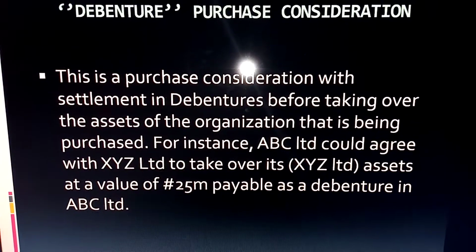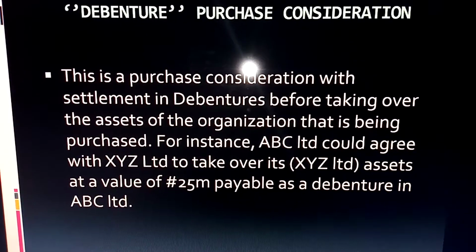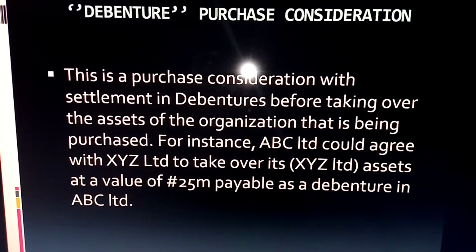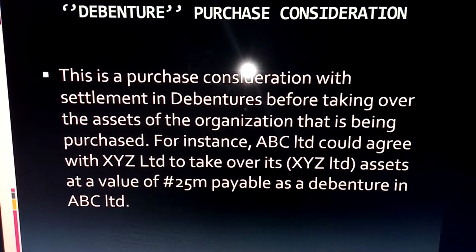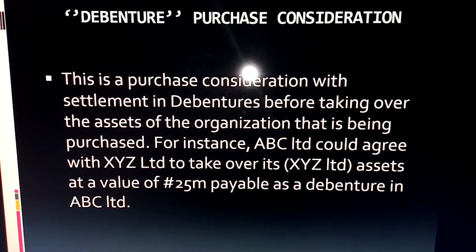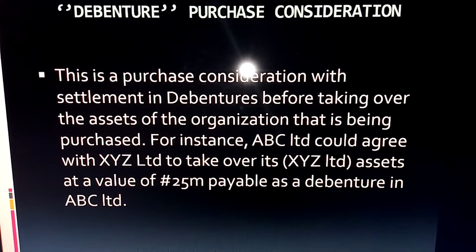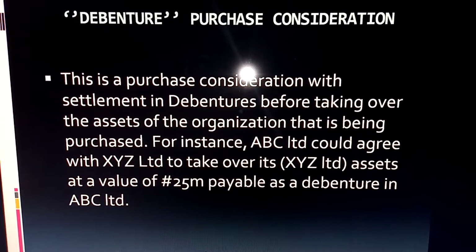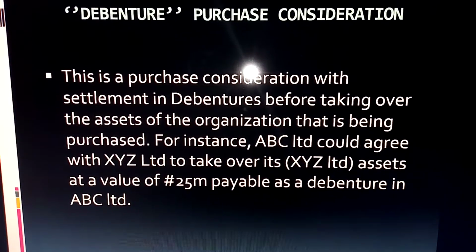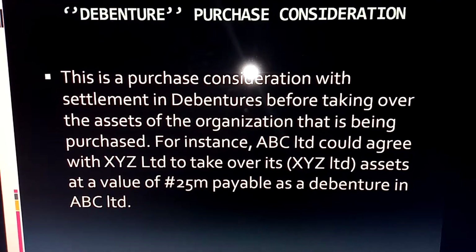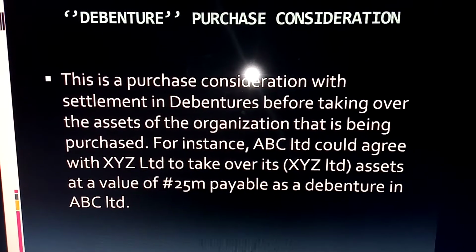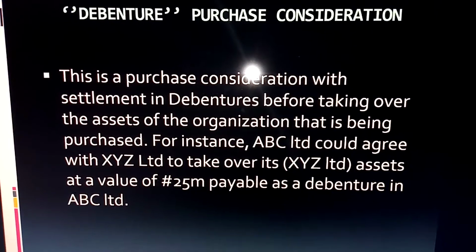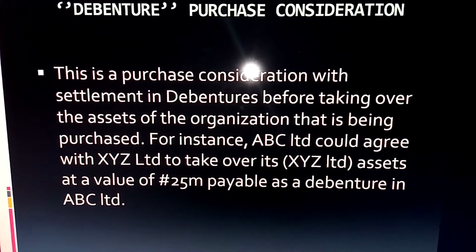Now, you can have debenture purchase consideration. So what I'm saying is that you, as the owner of the company, or as the company that is buying your friend's company, the agreed value is going to be paid in the form of debentures. You're not paying cash. You're not giving the person shares. You are converting the consideration into a loan agreement at a fixed interest that you pay at an agreed period. So that is what we call debenture purchase consideration.